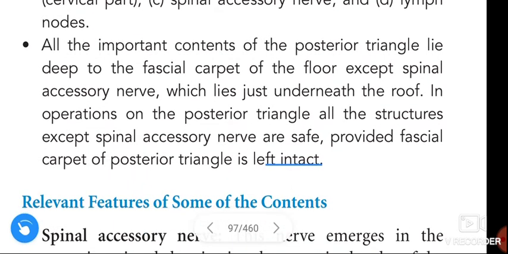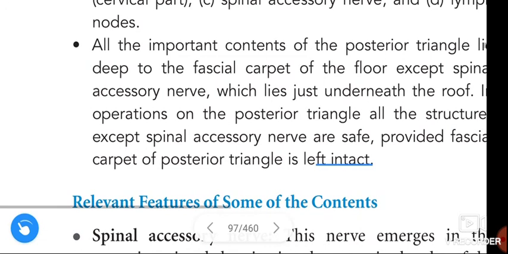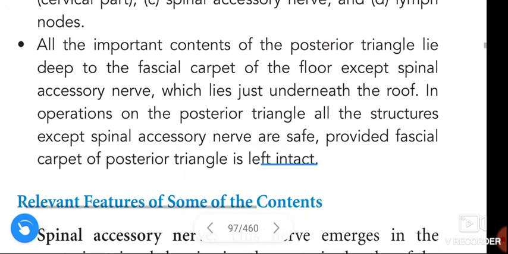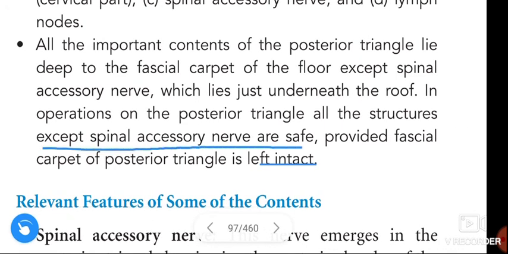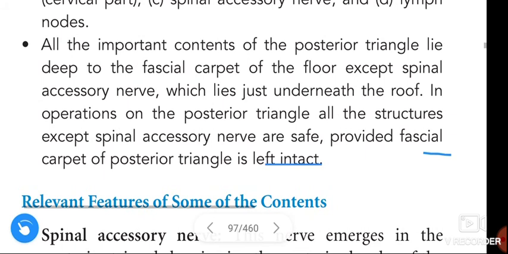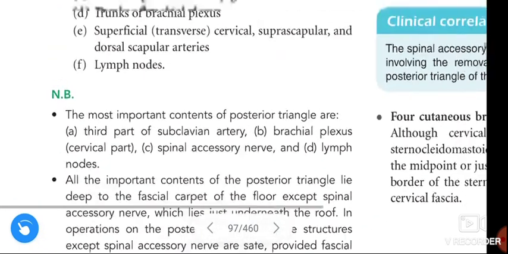See once again, all the important contents of the posterior triangle lie deep to the fascial carpet of the floor except the spinal accessory nerve, which lies just beneath the roof. In the operations on the posterior triangle, all the structures except the spinal accessory nerve are safe, provided the fascial carpet of the posterior triangle is intact. Okay guys, this is about the posterior triangle.